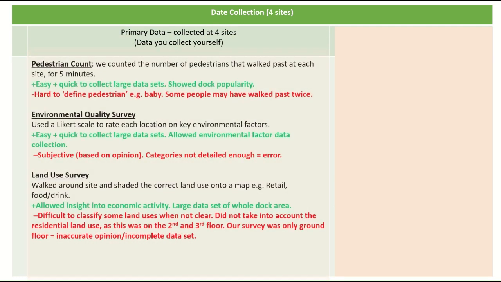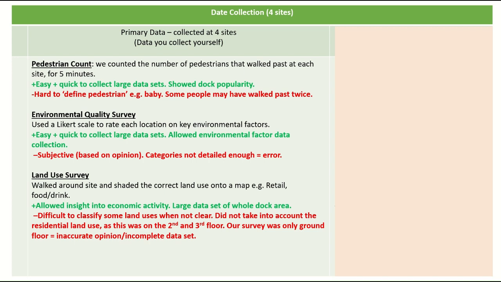Now, the first method we did at each of the 4 sites, if you remember, was the pedestrian count. We counted the number of pedestrians that walked past at each site for 5 minutes. This collected really easy and quick large data sets, and it showed the dock popularity, which helped us answer our question about the economic and social improvement. However, there were some downsides. Some people may have walked past twice, leading to inaccuracies, and also it's really hard to define a pedestrian. So, for example, some of you, when you saw a woman and her baby walk past, counted it as 2. Some people counted it as 1. So there are some inaccuracies there.